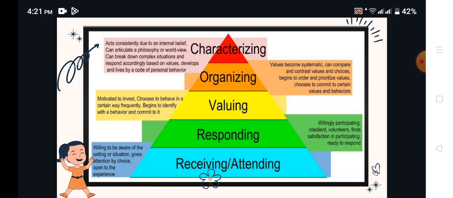Fifth one, or the last one, which is the highest level of the hierarchy, is the characterization or the characterizing. So, at characterization level of the affective domain, the individual has a value system that has controlled his behavior for a sufficiently long time for him to develop a characteristic lifestyle. Thus, the behavior is pervasive, consistent, and predictable.